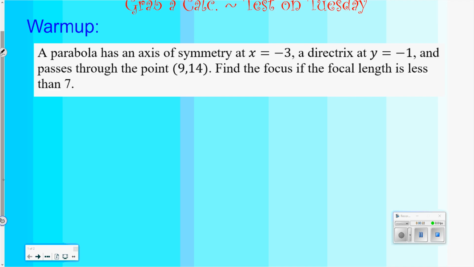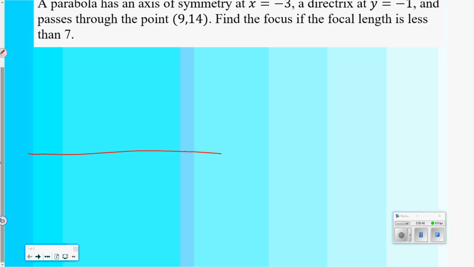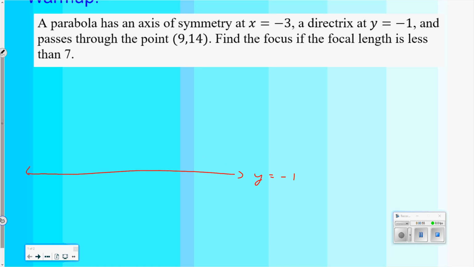So what you want to do here, like all these problems that we deal with sideways parabolas, is always draw a picture. If you draw a picture, your life's going to be a lot easier. So for this one, I have an axis of symmetry of x equals -3, but I have a directrix at y equals -1. So I'm going to go ahead and draw that. So that's my directrix. And I'm told I go through the point (9, 14). Well, (9, 14) is going to be above this axis of symmetry. So I know my parabola is going to look something like this.